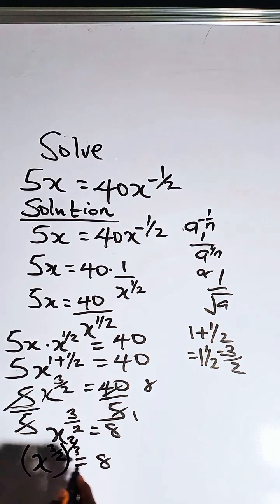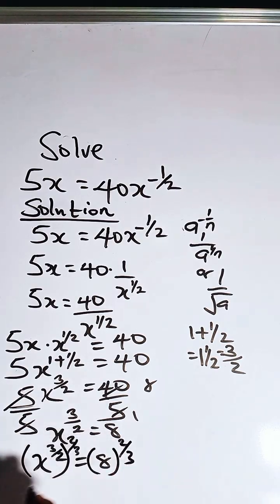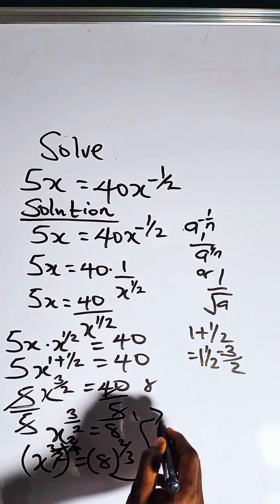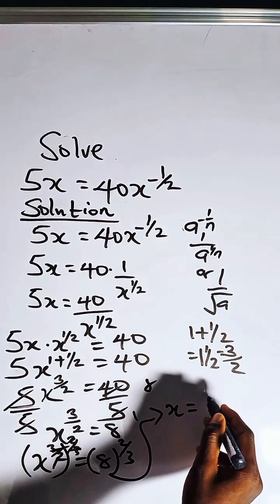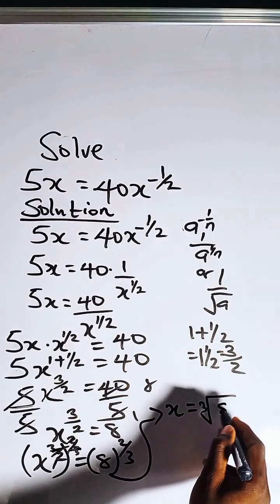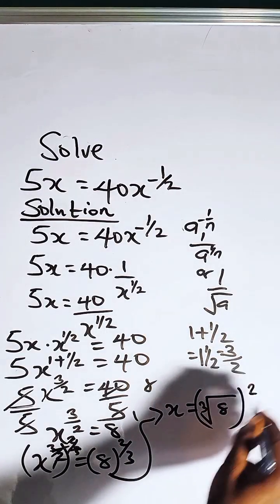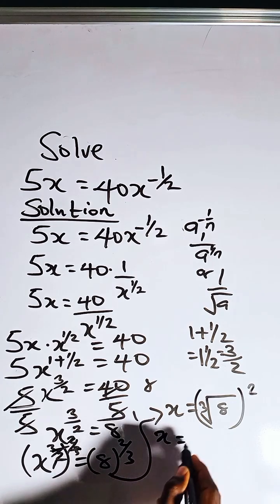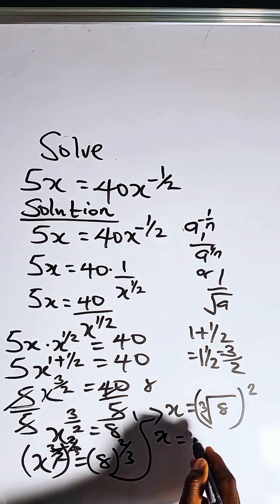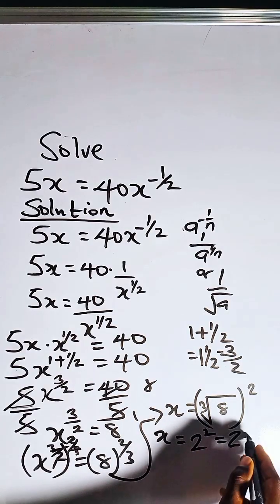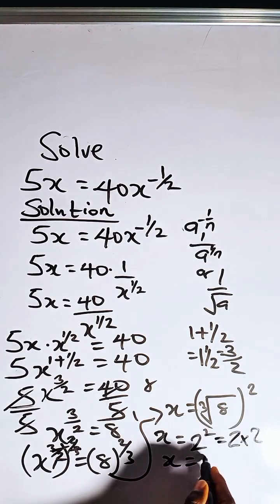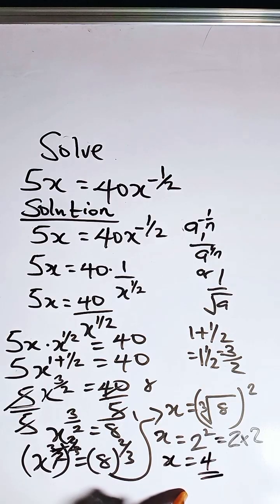When we do this, what do we do from here? This simplifies to 1, so we have x equals 8 to the power 2 over 3, which is the cube root of 8, squared. The cube root of 8 is 2, so we have 2 squared, which implies 2 times 2. So we have the value of x to be 4.